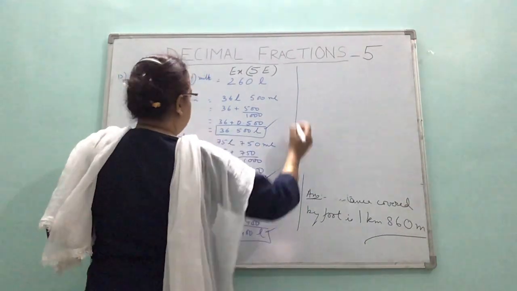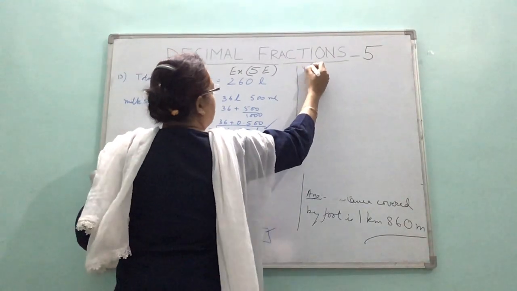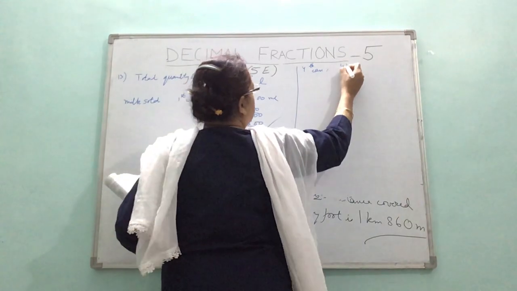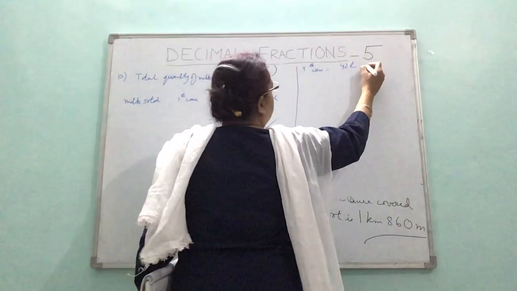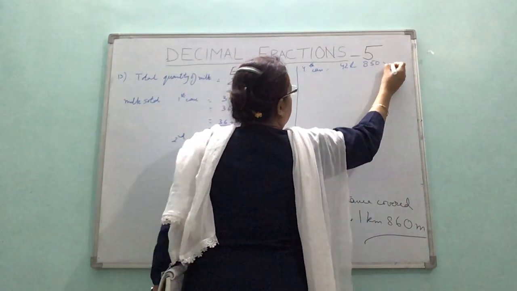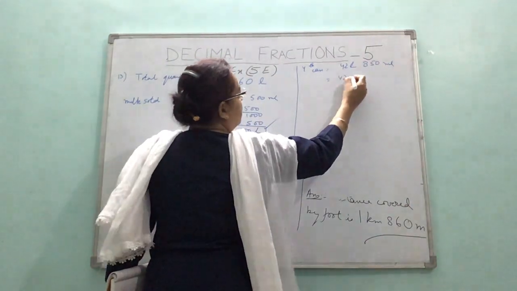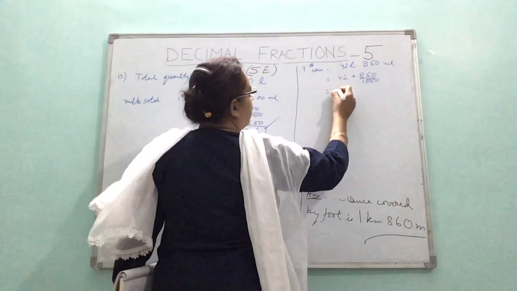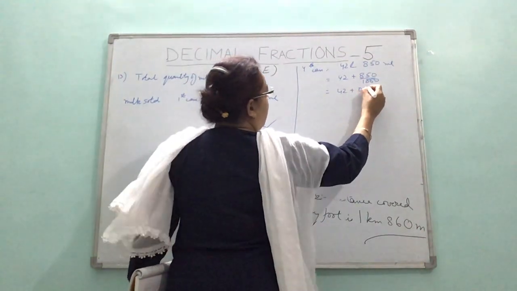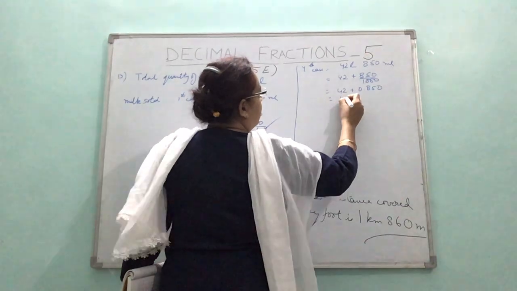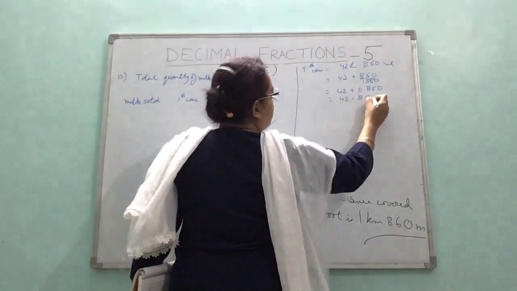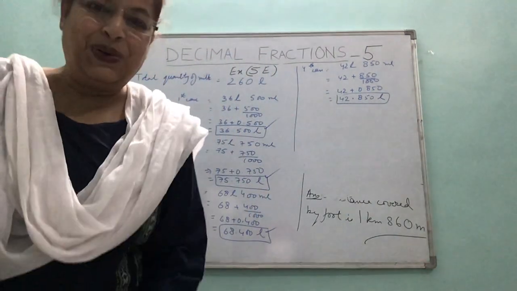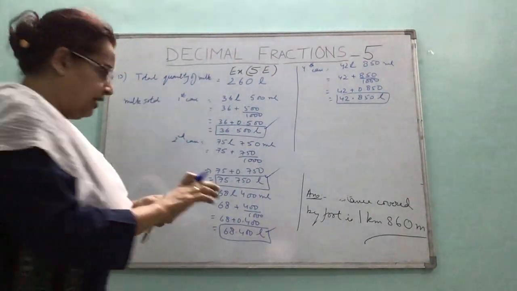Now we also have fourth case. How much he is selling? 42 liters, 850 ml. When we are converting to liters, 850 upon 1000, 0.850, 42.850 liters. Oh, so many values. All right, no difficulty.